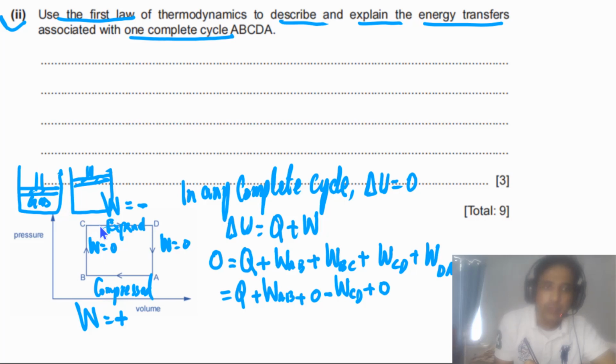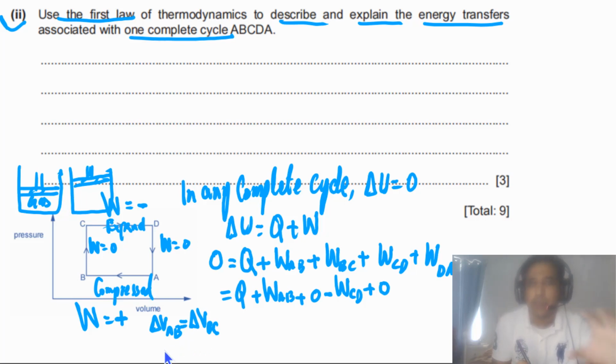So if we look at the change in volume between CD and the change in volume between AB, change in volume means increase in volume and decrease in volume, they are the same. So we can say the change in volume between AB is equal to the change in volume between CD. One is positive, one is negative, but in magnitude, the change in volume is the same. I'm talking about magnitude.